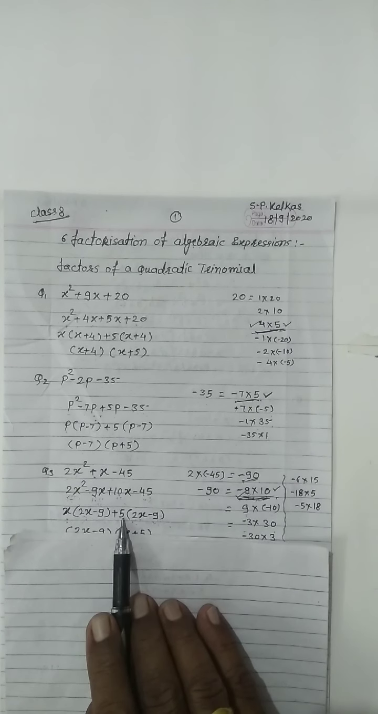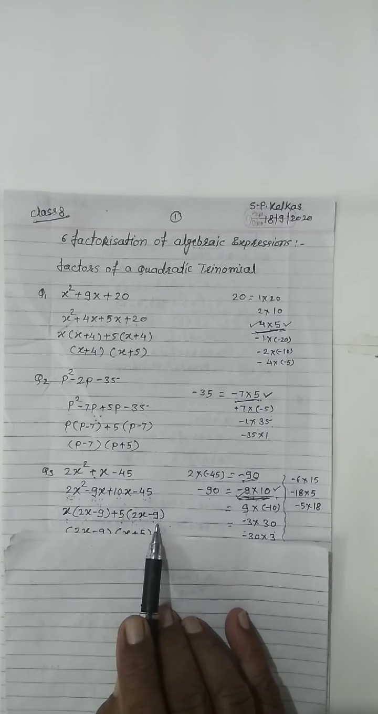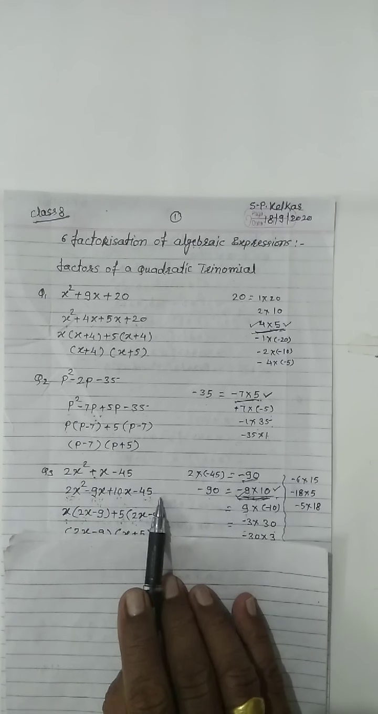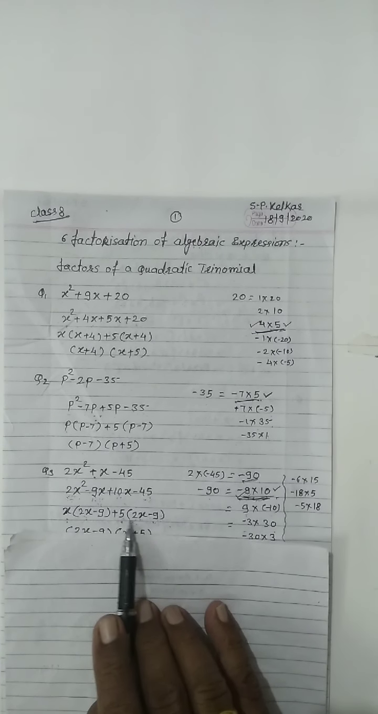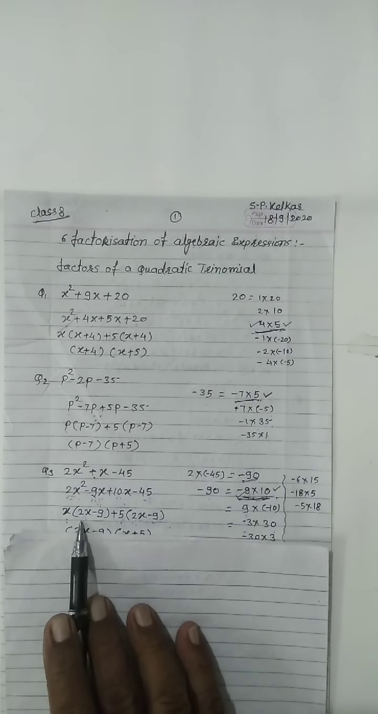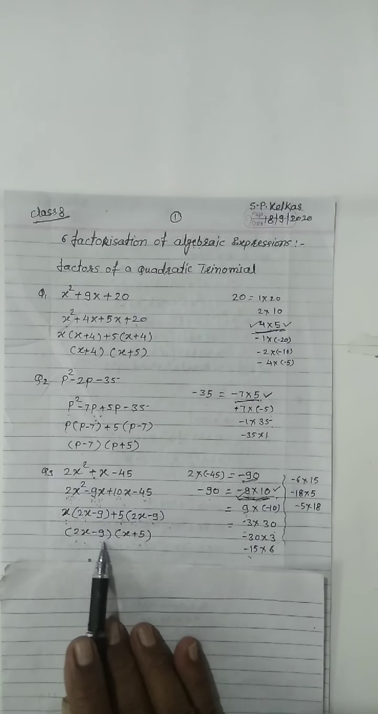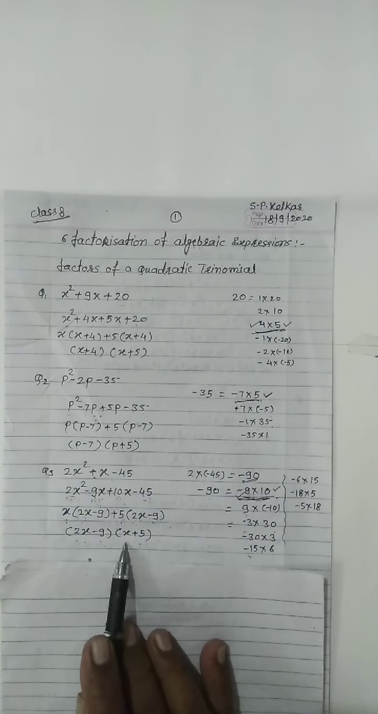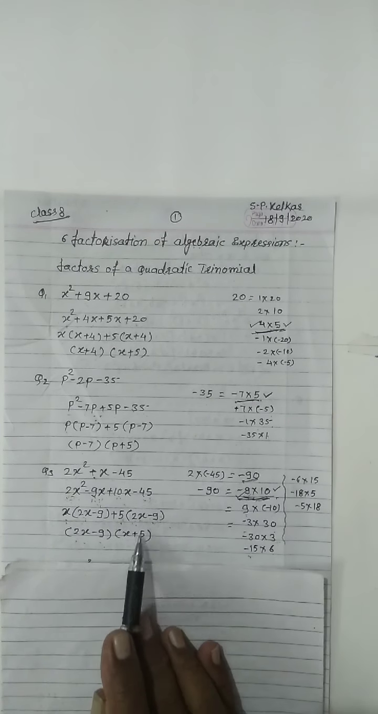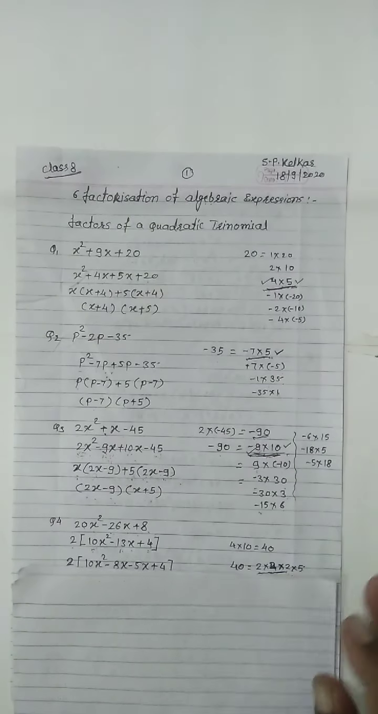See, 5 into 2x is 10x and 5 into minus 9 is minus 45. If we take the product of these two, we get again these two terms. Now these brackets are the same, so we take one bracket common, 2x minus 9 in one bracket, and in the second bracket x plus 5. In this way we can complete this third example also. Then we see the fourth example.